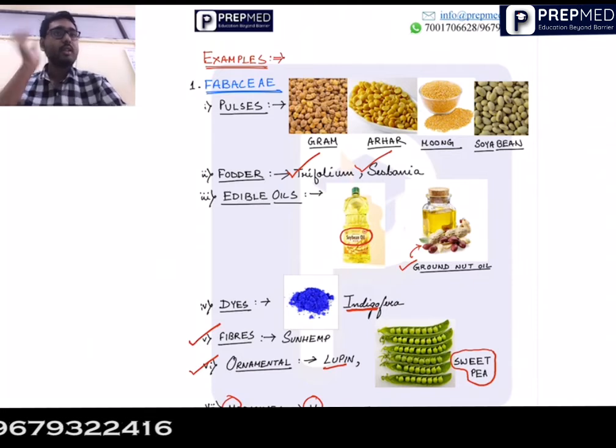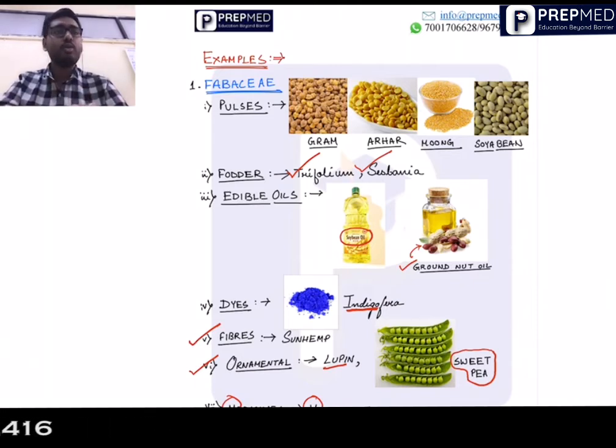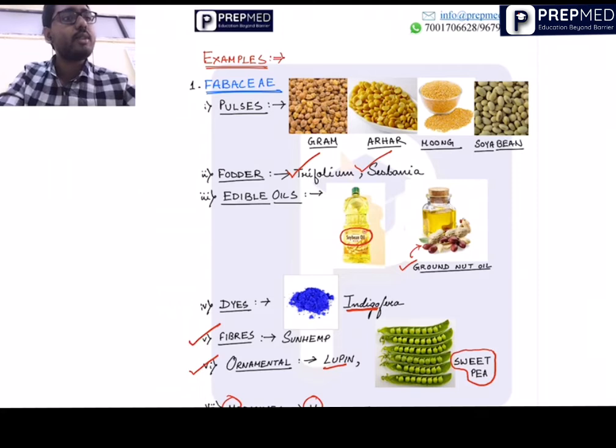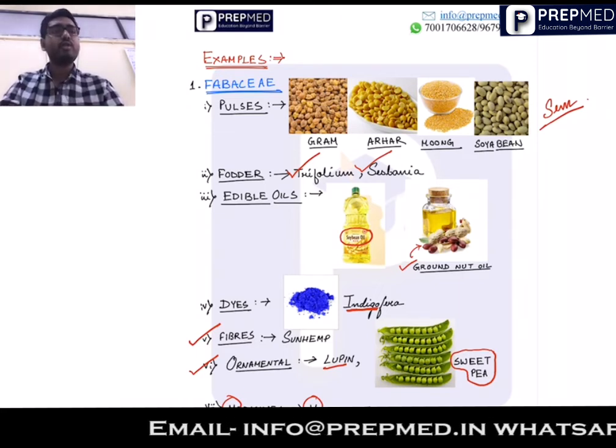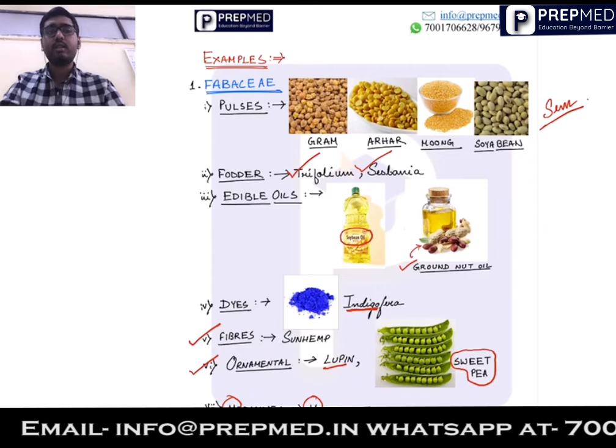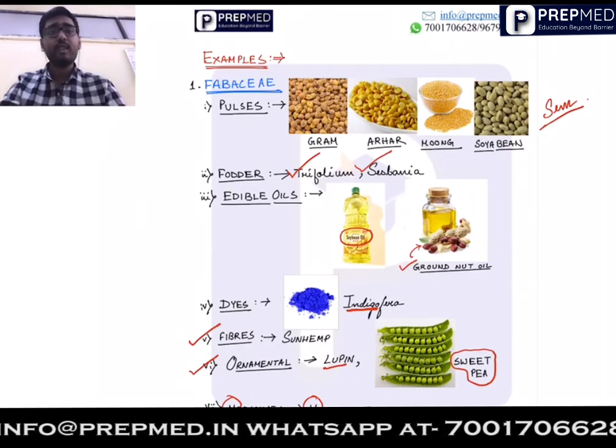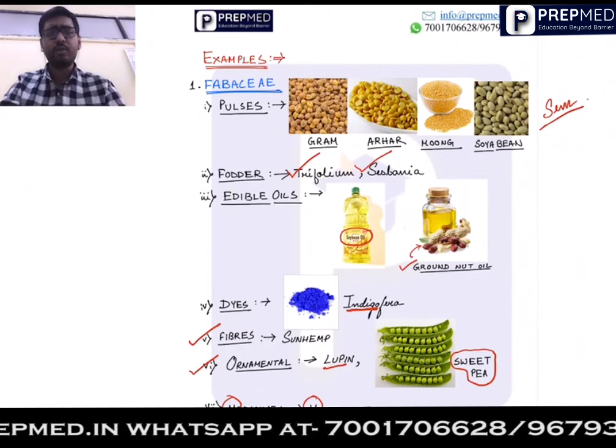So let's revise again. Pulses are gram, arhar, moong and soya bean. And there's also one example here in NCERT, it's called SEM. I couldn't find a proper diagram. Fodder is Trifolium and Sesbania. Edible oils are soya bean and groundnut. Dye is indigo in color, Indigofera.